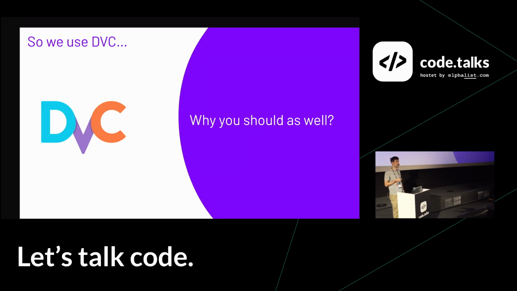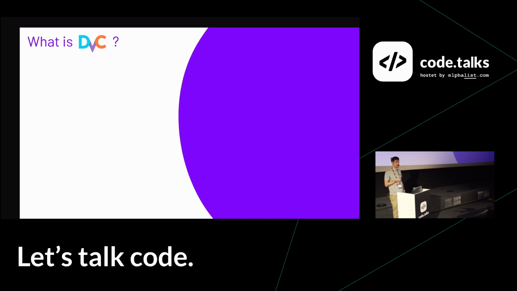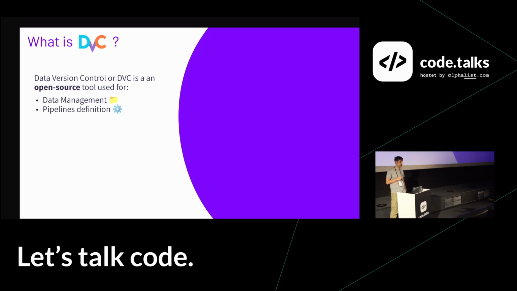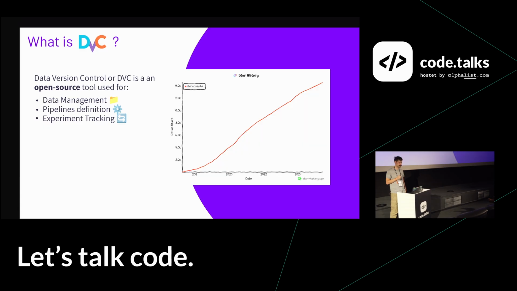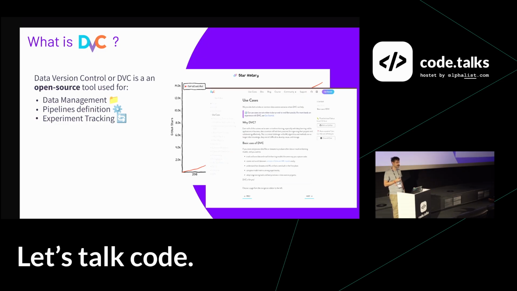So we use DVC. I want to tell you why you should as well. So what is DVC, first of all? DVC stands for Data Version Control. It's an open source tool that you can use for data management, pipelines definition, and experiment tracking. As I said, it's open source, so you can find it on GitHub. It's getting really popular already. And you can also find their documentation page. It's pretty well documented. Whenever I have questions, I go there.